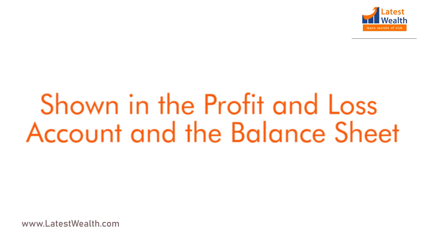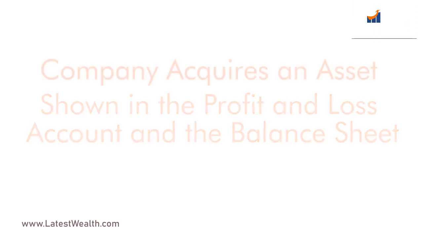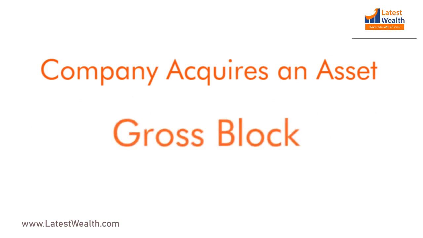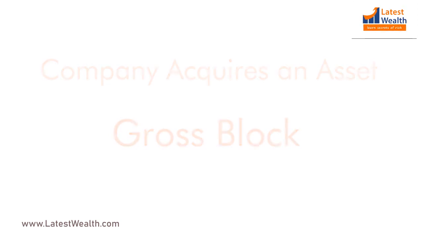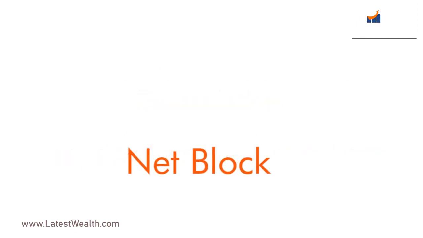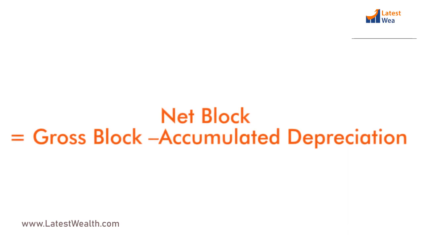All the assets should be depreciated over their useful life. Keeping this in mind, when the company acquires an asset, it is called gross block. Please understand, gross block. Depreciation should be deducted from the gross block, after which we arrive at the net block. See, net block is equal to gross block minus accumulated depreciation.